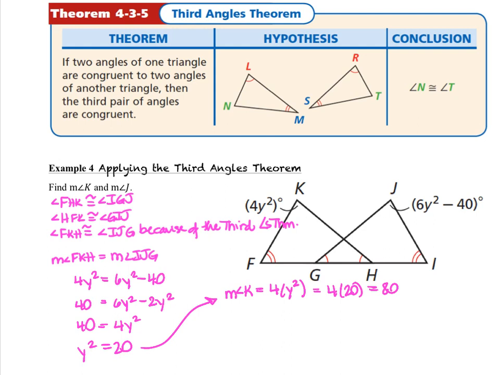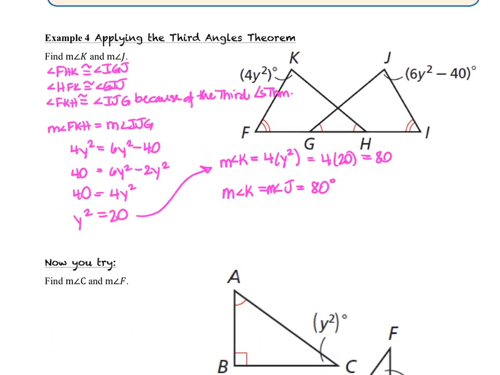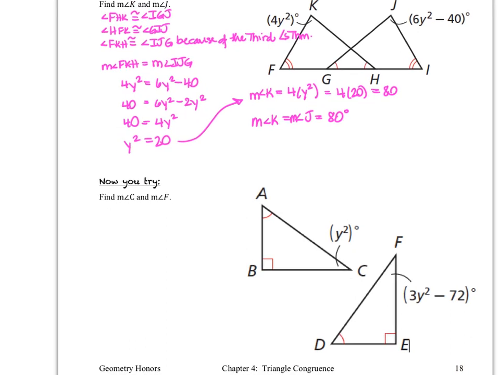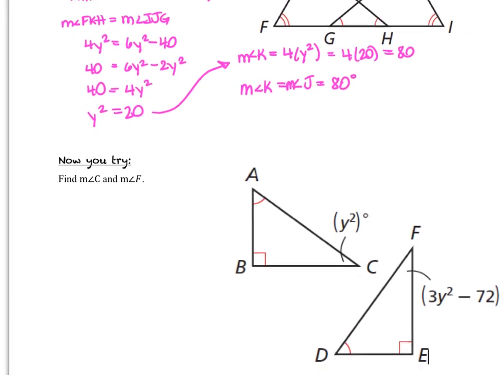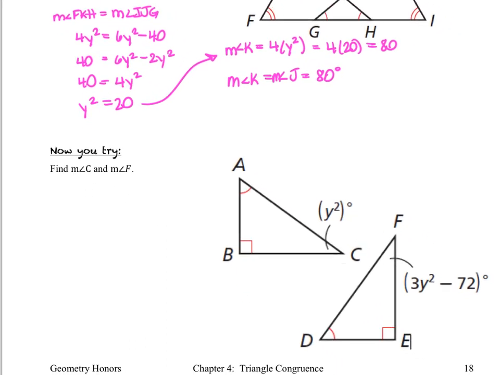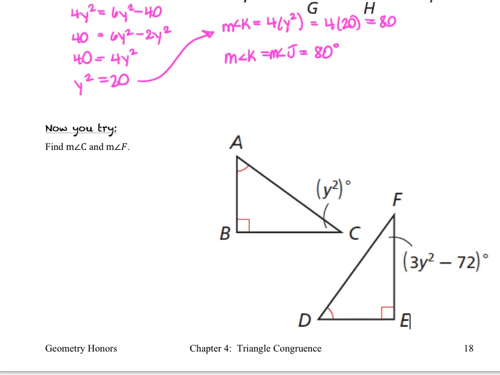For angle J, we remember that K and J are congruent. And that means the measurements both equal 80 degrees. Next, of course, we have an opportunity for you to try this out. So go ahead and pause the video, work on this question, and then turn the video back on when you're ready to check your answers.